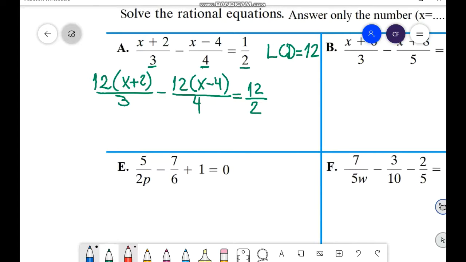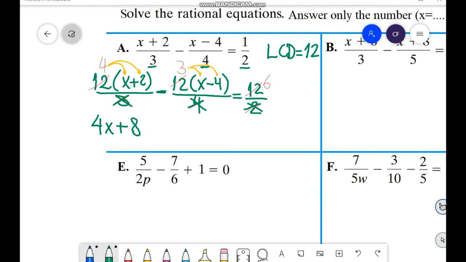Okay? Now simplify. 12 divided by 3, 4. 12 divided by 4, 3. And 12 divided by 2, 6. Okay? Apply the distributive property here and here. We got rid of all the denominators. Now we have a very simple equation. 4 times x, 4x, plus 4 times 2, 8.